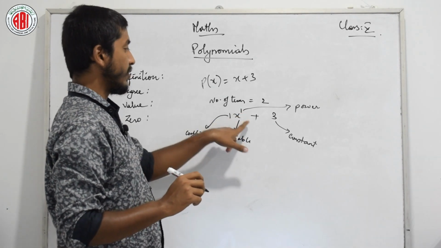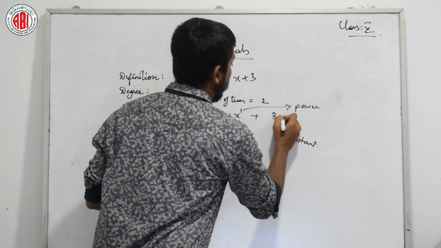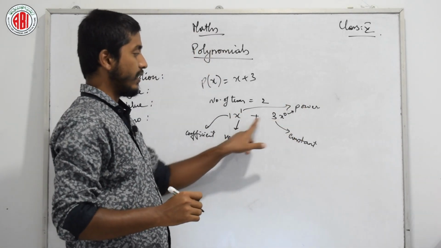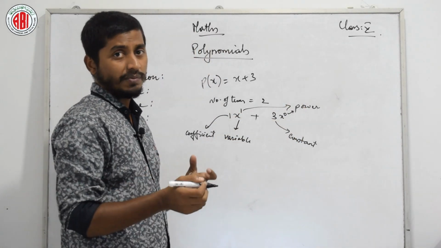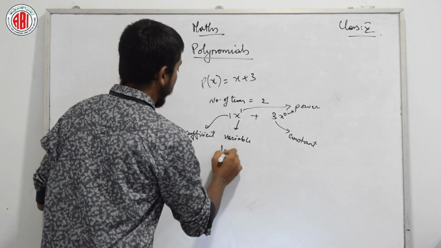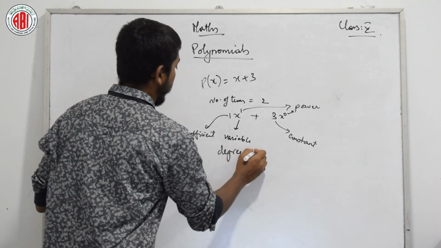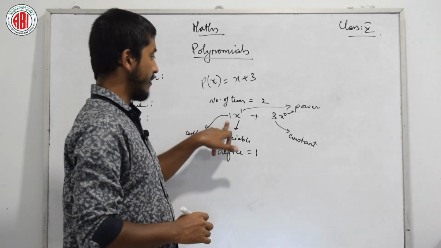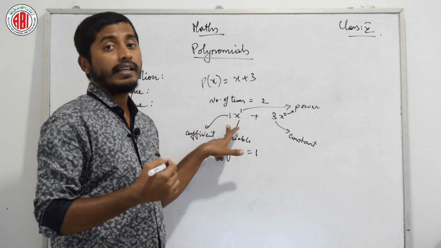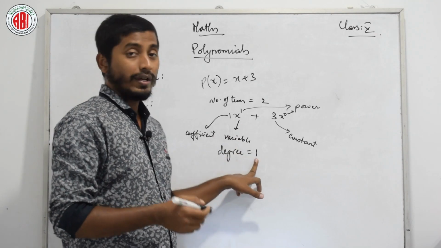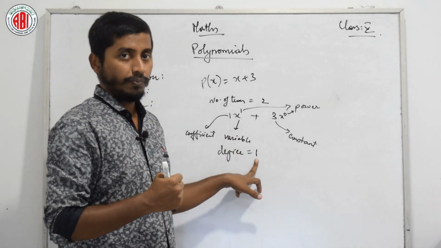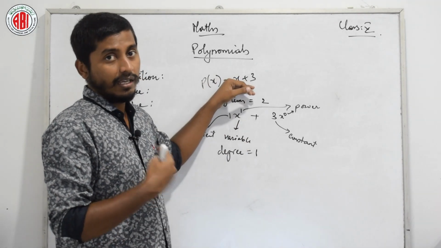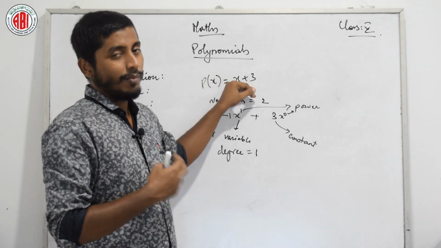Then here the power is 1 and here the power is 0. What is the highest power? Here it is 1, here it is 0. What is the highest power called? It is called the degree. Degree is 1. Is it clear? Now we can call this polynomial a linear polynomial with degree 1 having 2 terms in it. Is it clear? This is how we describe such an expression or polynomial.